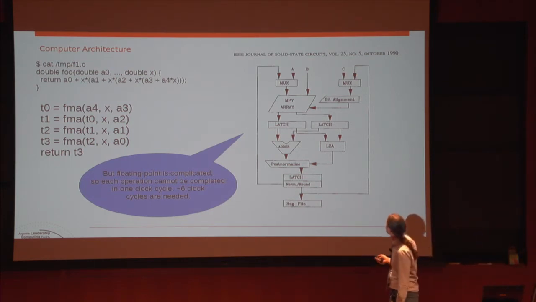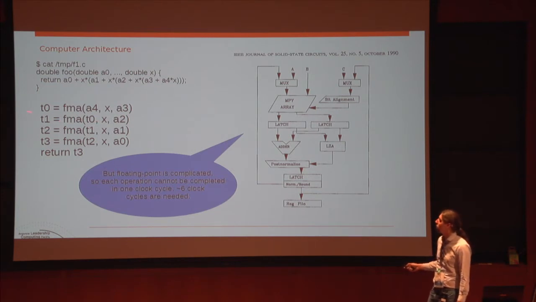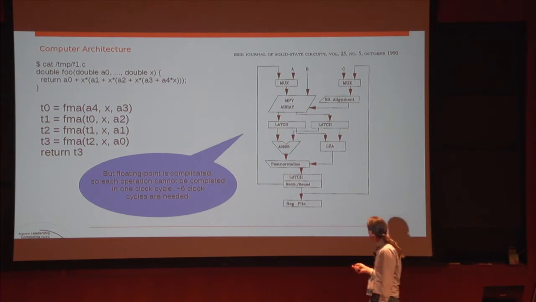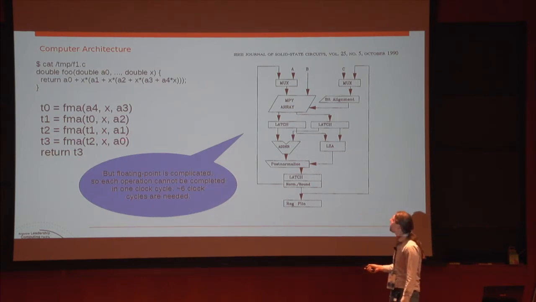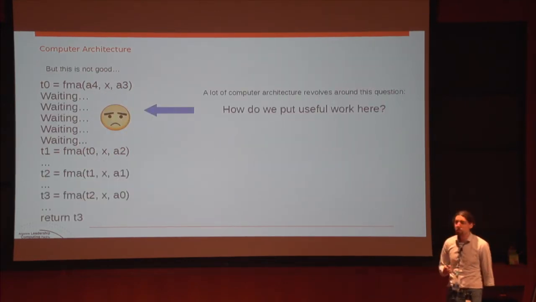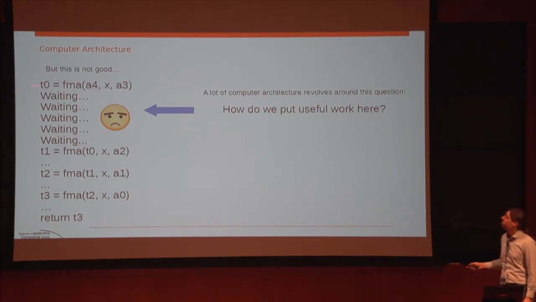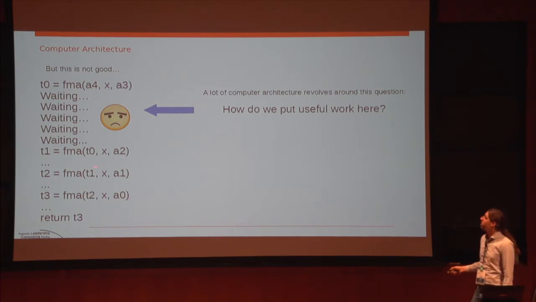So here's the problem. Here I have my polynomial, and here I have my FMAs. I do one FMA, and then I have some intermediate result, and I use that in the next one, and this one produces another intermediate result, which I then use in the next one, et cetera. But each of these takes something like 6 clock cycles to compute. And so this is what it actually looks like when it executes. I do the first one, and then I wait while it finishes. Then I do the next one, and again I wait while it finishes.